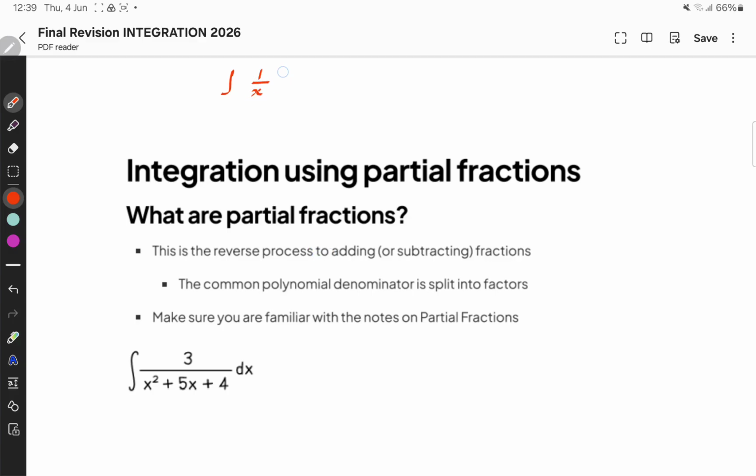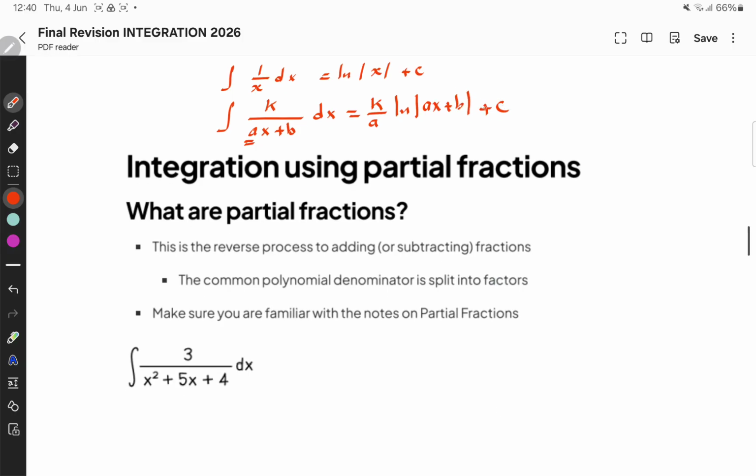the integral of 1 over x with respect to x is equal to ln of the modulus of x, all of that plus c. And also if you have the integral of any constant k divided by ax plus b, where that is a linear expression not raised to a power, with respect to x, it's always equal to the constant k still, over the coefficient of x, still times ln of the denominator ax plus b, all of that plus c.